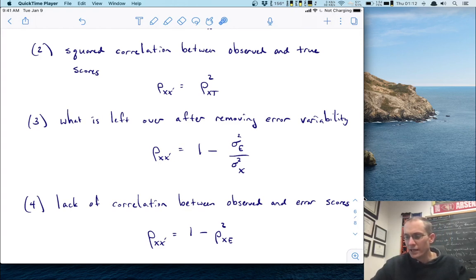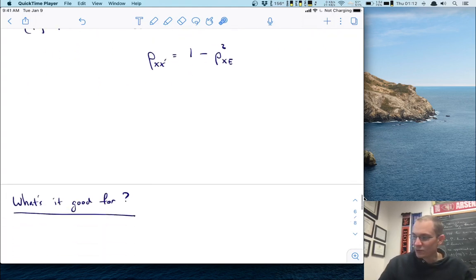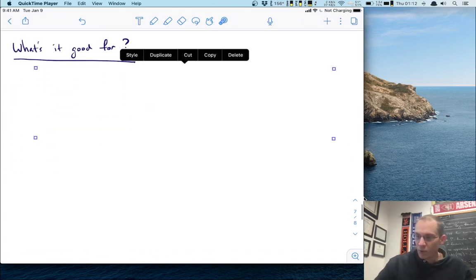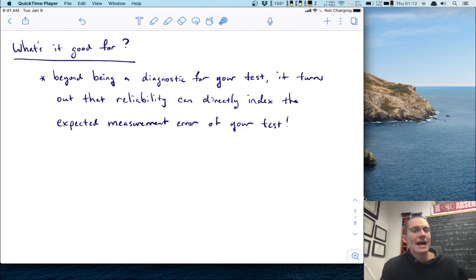why are we not actually talking about what this is useful for? This is just some sort of big conceptual idea. What can we do with it? What's it good for? Well, certainly one thing it's good for is it's a diagnostic for your test. It, again, tells you the extent to which you can believe the relationships that are implied by your test. But it also turns out that it's absolutely useful for indexing the expected measurement error of your test.